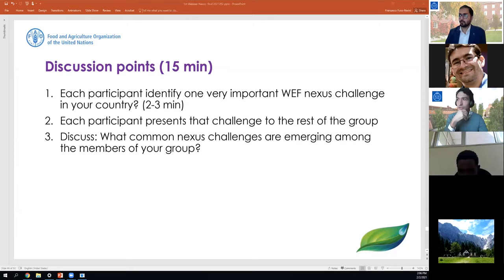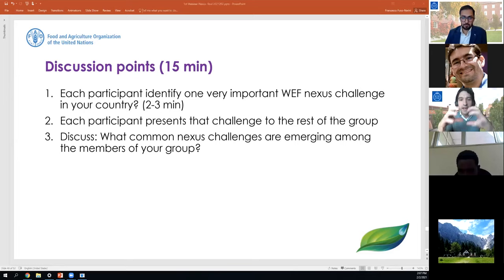You will be automatically assigned to a room of around six people, and then we will take you back automatically after around 10, 15 minutes. It's just nice to know some of the other people in this meeting. But ideally, you could spend the first 2-3 minutes reflecting by yourself, thinking if you can imagine any challenge in the Nexus in your country.